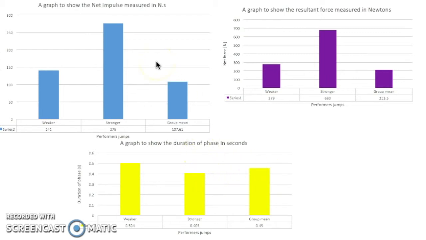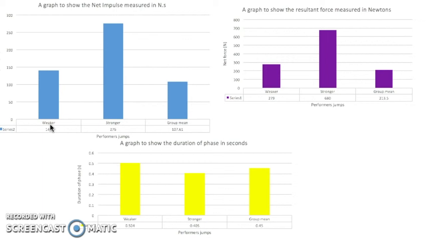And then this graph here shows the net impulse. So the net impulse for the stronger performer was 275 newton seconds, whilst for the weaker performer was 141. The graph therefore tells us that the stronger performer had a greater amount of force being generated and over a greater period, allowing them to have a greater impulse.